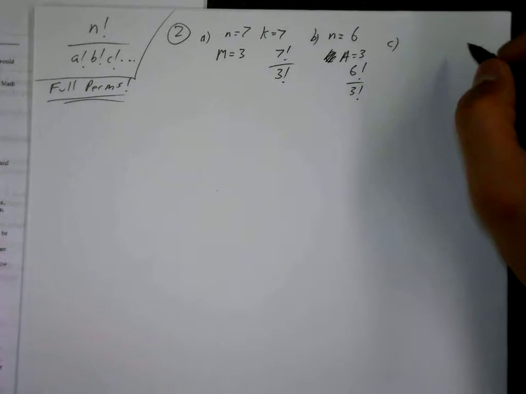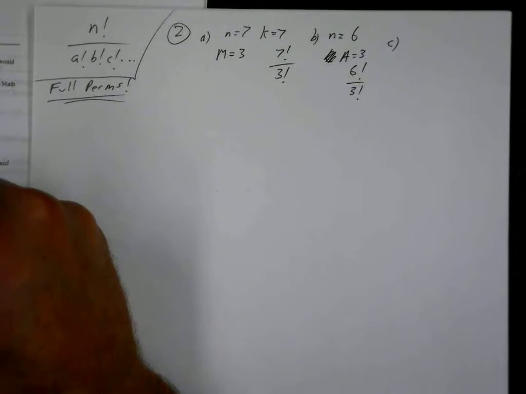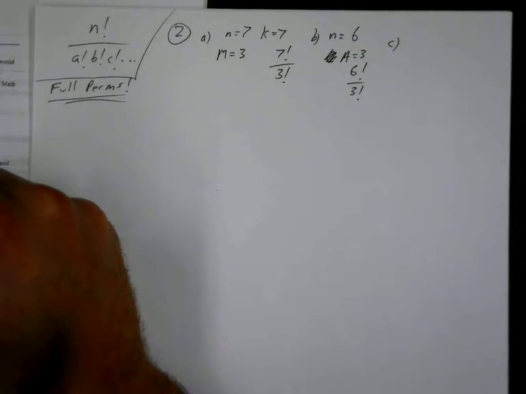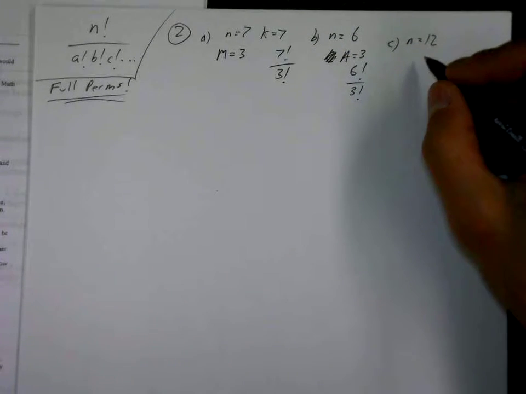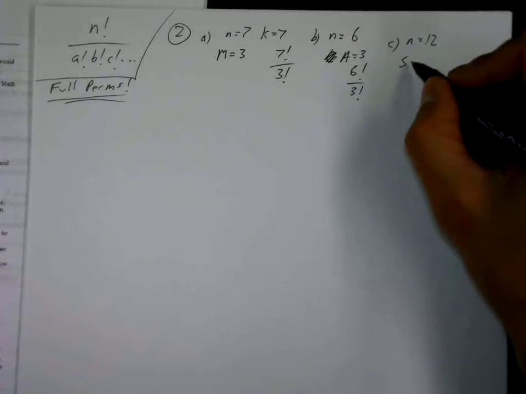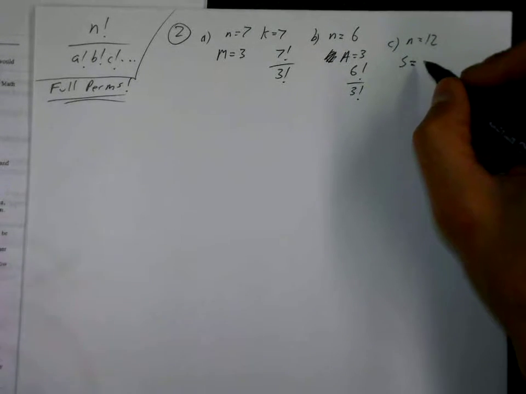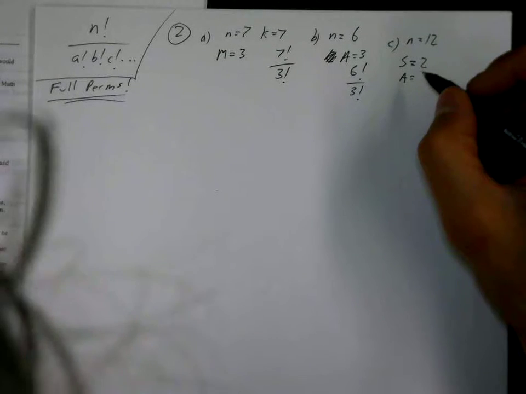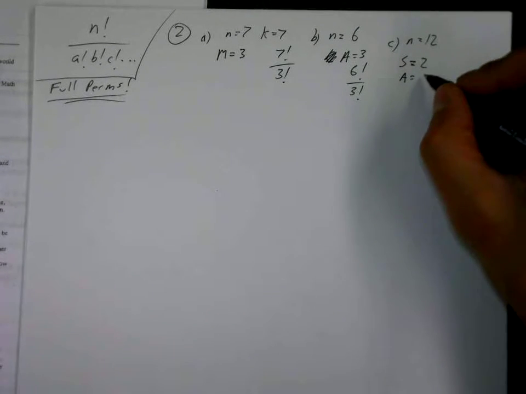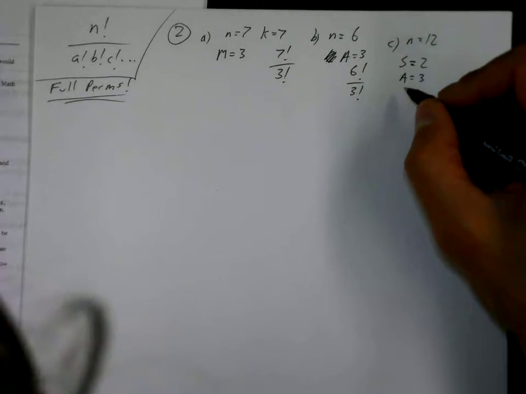Saskatchewan. 1, 2, 3, 4, 5, 6, 7, 8, 9, 10, 11, 12. N is equal to 12. Okay, now there must be some extra multiples in here, extra identicals. So 1, 2, 2 S's. A, 1, 2, 3 A's. Let's hope I don't miss any here.